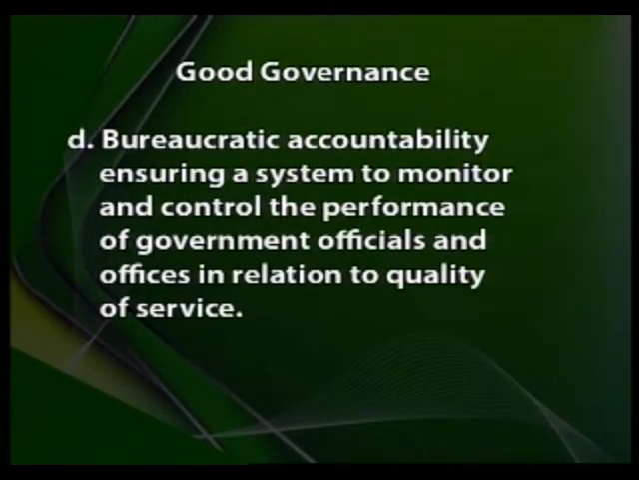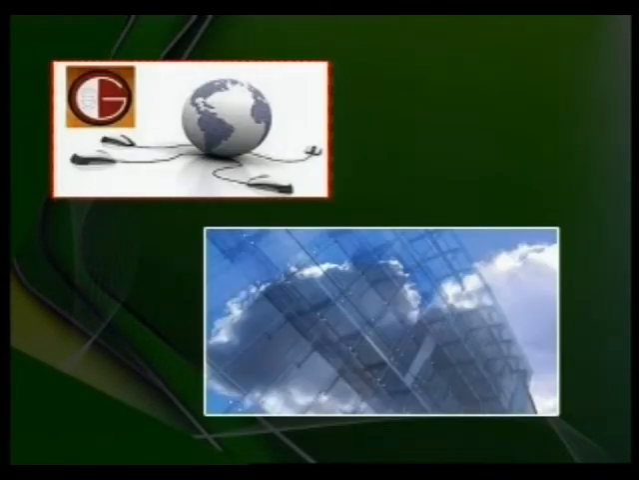Bureaucratic accountability, ensuring a system to monitor and control the performance of government officials and offices in relation to the quality of service. It is not that a bureaucracy simply says we completed the work. What is the accountability of the bureaucracy? A simple example: you received a certificate from a municipality. It is wrong. Because of that, something happened to you, you had a lot of loss, who will bear it? This is a fundamental question. Good governance holds that, under bureaucratic accountability, the person who has issued a particular certificate is responsible for this.